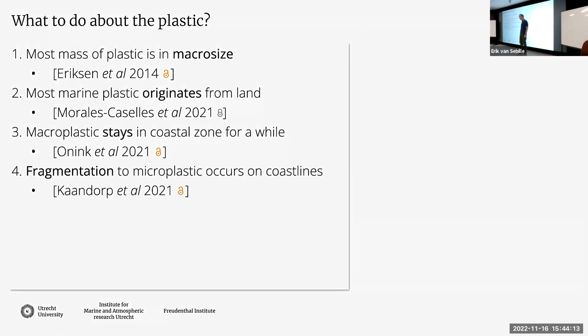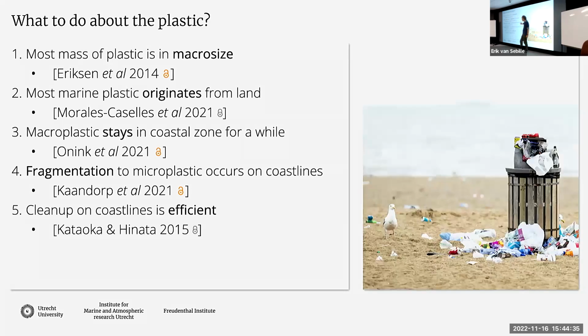The fragmentation to microplastics actually occurs on coastlines. It's on the coastlines where those large pieces, the entire bottles, the entire bags, fragment into smaller and smaller pieces. So if you want to prevent microplastic, then you want to prevent that happening on coastlines. So I would say the cleanup on coastlines is actually very efficient. If you want to clean up the plastic somewhere, then do it on a coastline rather than in the open ocean, right? Because that's where it comes from, that's where it's still large. It's also much more energy efficient, of course. You don't need a big ship to go out there.